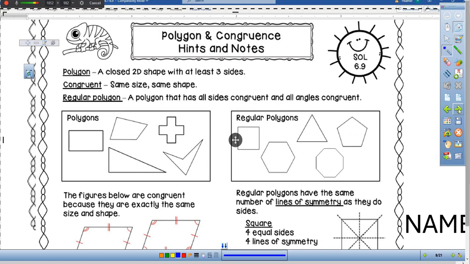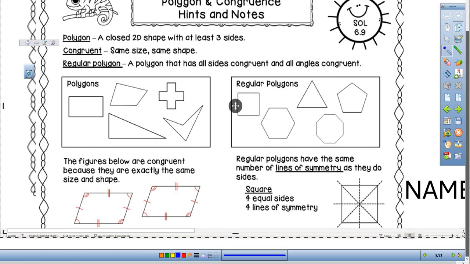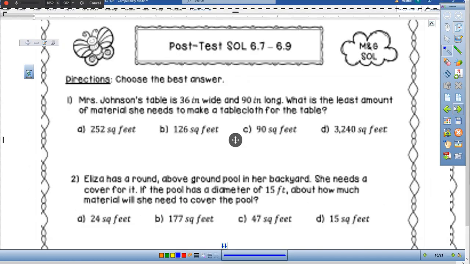All right, same thing for polygons. We just went through polygons like 2 weeks ago, so this should be a review, but in case you need some extra help, these are some notes to help you with lines of symmetry and whether or not they are congruent and whether they are regular. Remember, a polygon is a closed 2D shape. To be congruent, they have to be exactly the same size and same shape, and to be regular, all the sides are congruent and all the angles are congruent, and we went through that just a couple weeks ago, but just as a reminder.